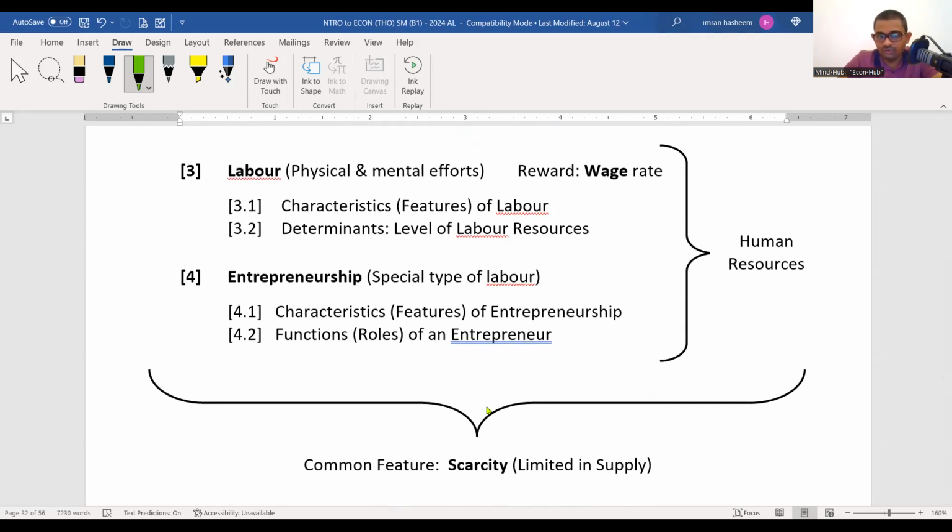What is the reward for entrepreneurship? We have to write that. The reward for entrepreneurship is, we call it profits. The reward for entrepreneurship is profits. Is that clear? Profits.